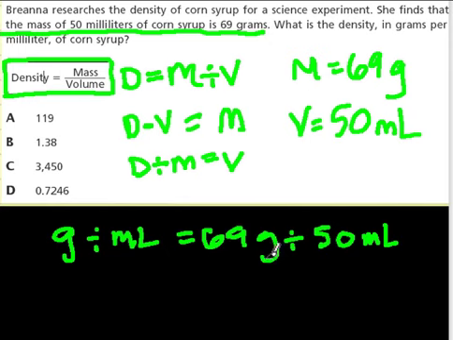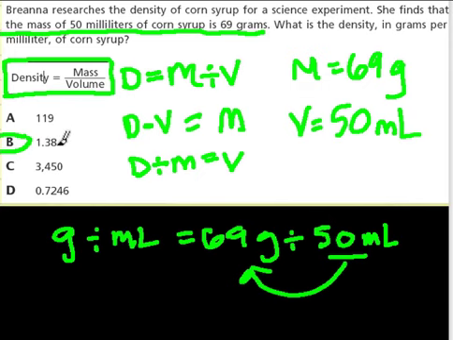This is saying 69 grams divided by 50. That means how many times does 50 go into 69? Well, look at our choices: 119, 1.38, 3,450, and 0.7246. Well, 50 times 1 is 50, and there's 19 left over. So 50 goes into 69 once, with a little bit left over. So the only choice that makes sense is B, which is 1.38.